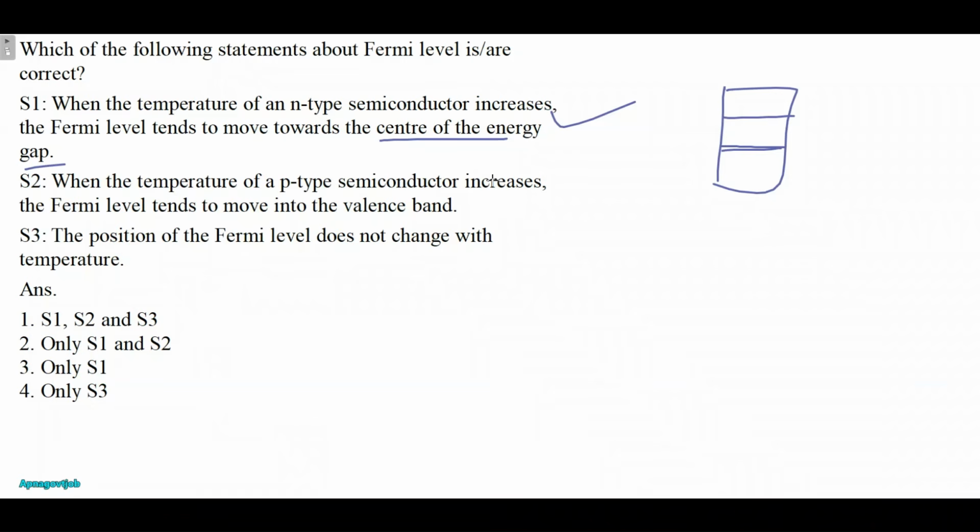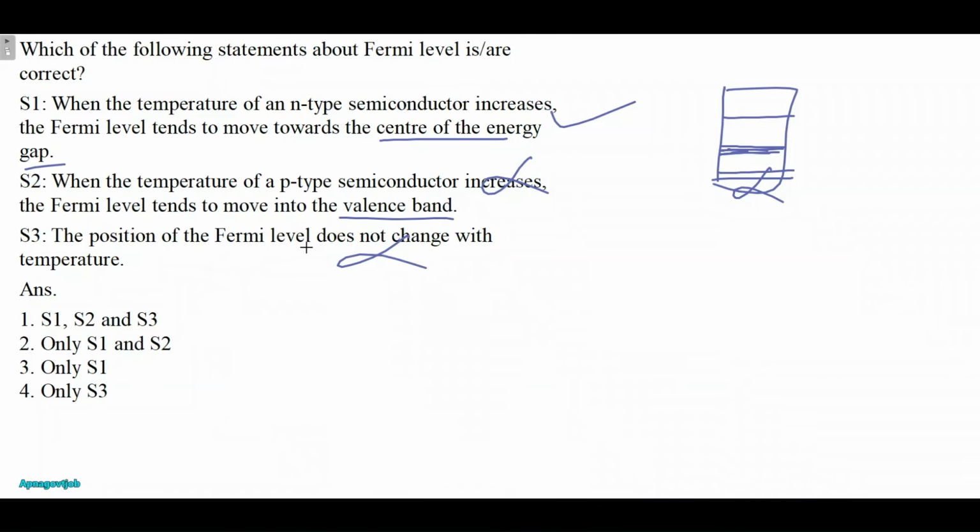When the temperature of a p-type semiconductor increases, the Fermi level tends to move into the valence band. So is it going into the valence band? No, it comes again to the middle of the band gap. So that's why this statement is wrong. And the position of the Fermi level does not change with temperature. No, it will change with the temperature.